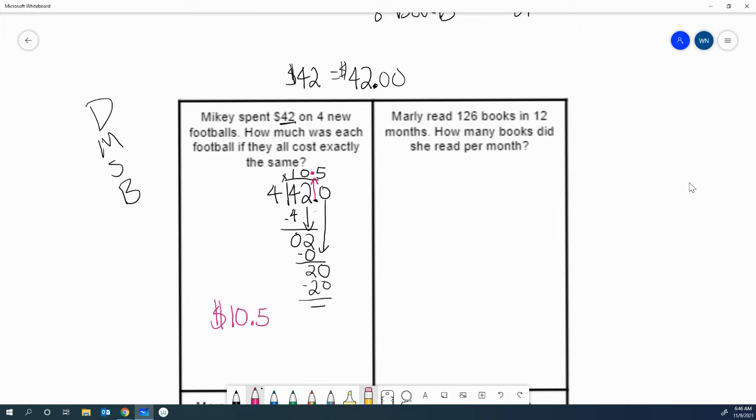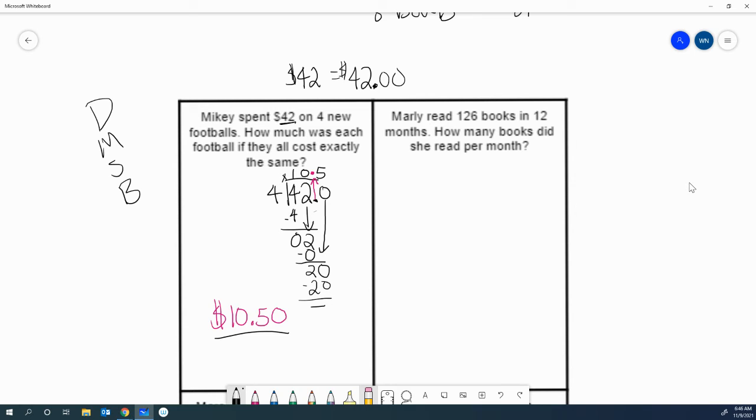How can I make that look more like money? We're going to add that 0. So instead of saying $10.05, we're going to say $10.50. And remember, that works for money because there are 100 pennies in a dollar. So this is saying 50 pennies, half of that dollar, $10.50. Anyway, that was kind of random, but let's move on. You should have gotten $10.50 with me on that one.